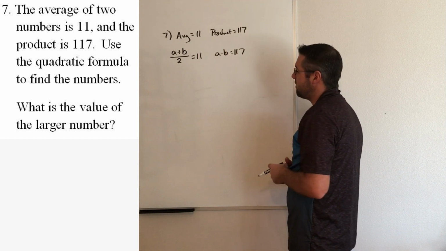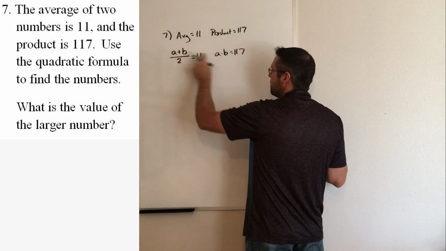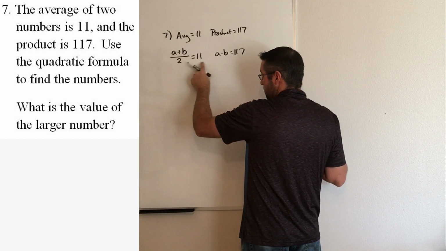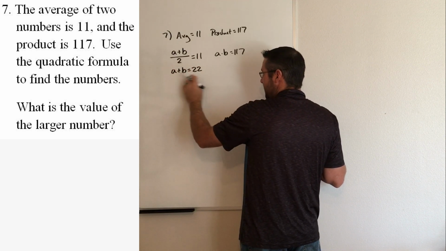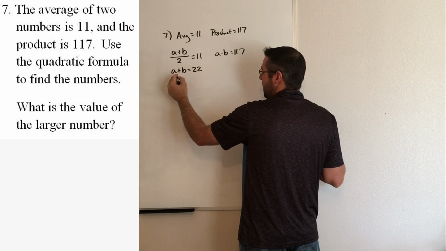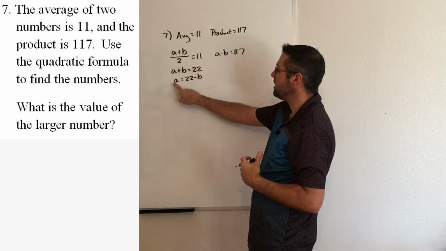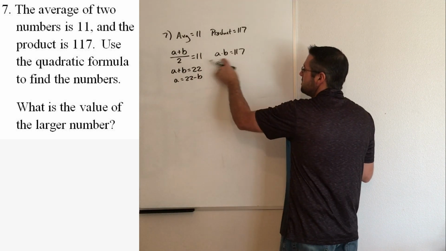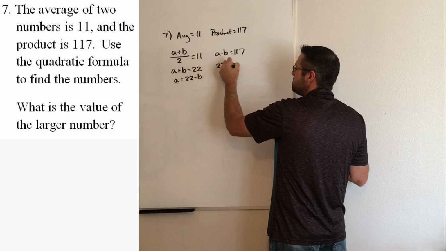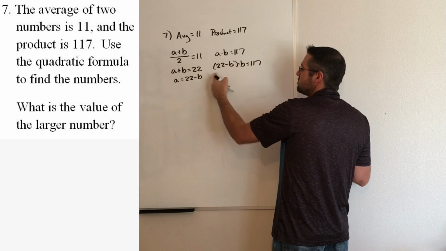So I need to isolate a variable here. And the easiest way to isolate is to deal with this one because there's a sum here, not multiplication. So I'm going to go ahead and multiply both sides by 2. I end up with a plus b equals 22. And then I'm going to isolate one of the variables. I'll go ahead and isolate a. So I end up with a equals 22 minus b because I subtracted b from both sides. Now I can use substitution. Anywhere there's an a value, I can substitute this 22 minus b. So this equation is now going to read 22 minus b, for a, times b equals 117. And then we can solve this equation.